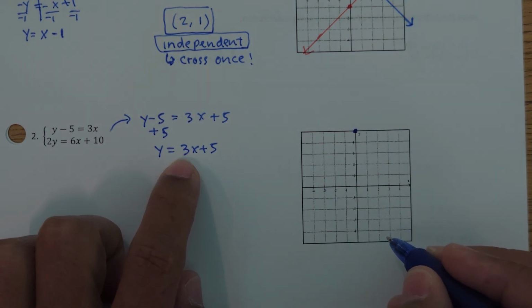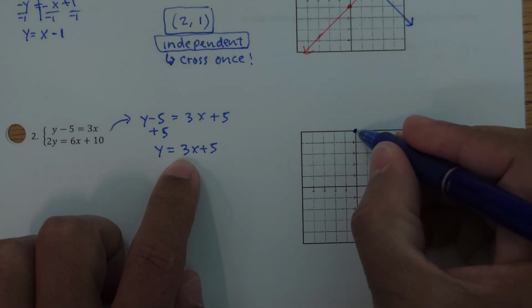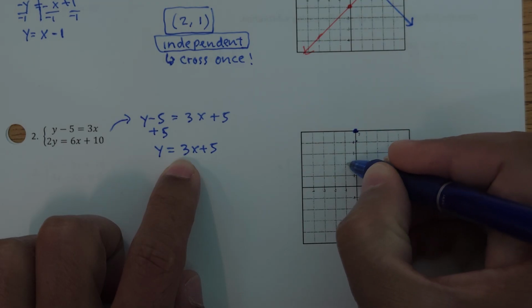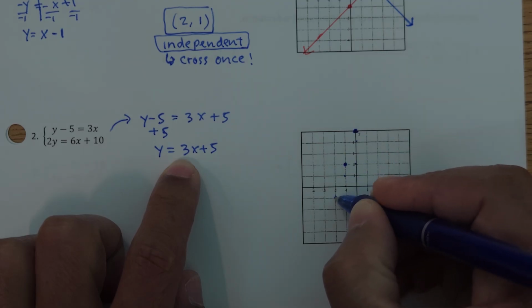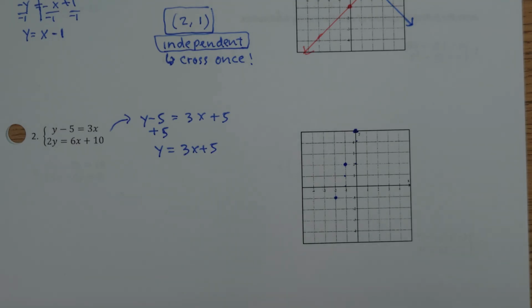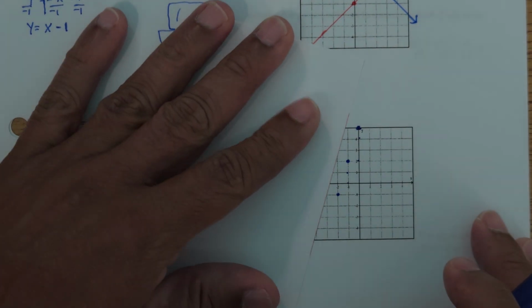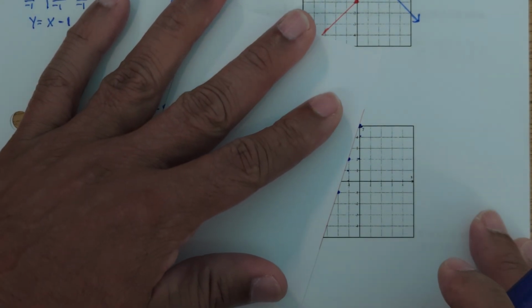It has a rise of 3 and run of 1. I'm going to go down because I can't go up. So down 1, 2, 3, then over to the left 1. Down 1, 2, 3, and over to the left 1. Then I'm going to connect the points so I can sketch the line.